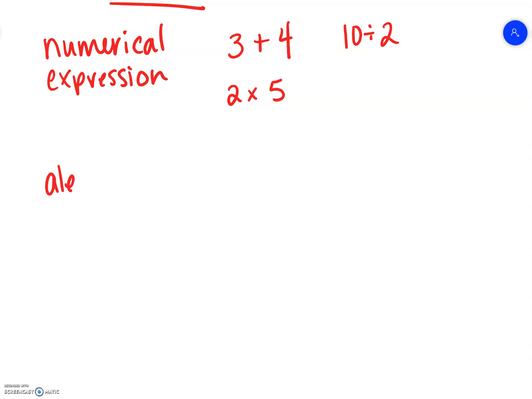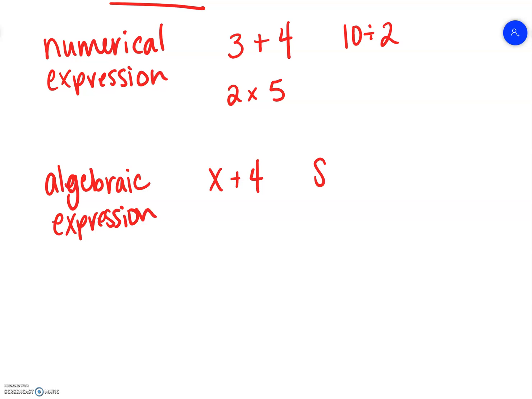We also have an algebraic expression. In an algebraic expression, we include variables. Those are all algebraic expressions. And again, because they are expressions, we cannot find out what those variables equal.